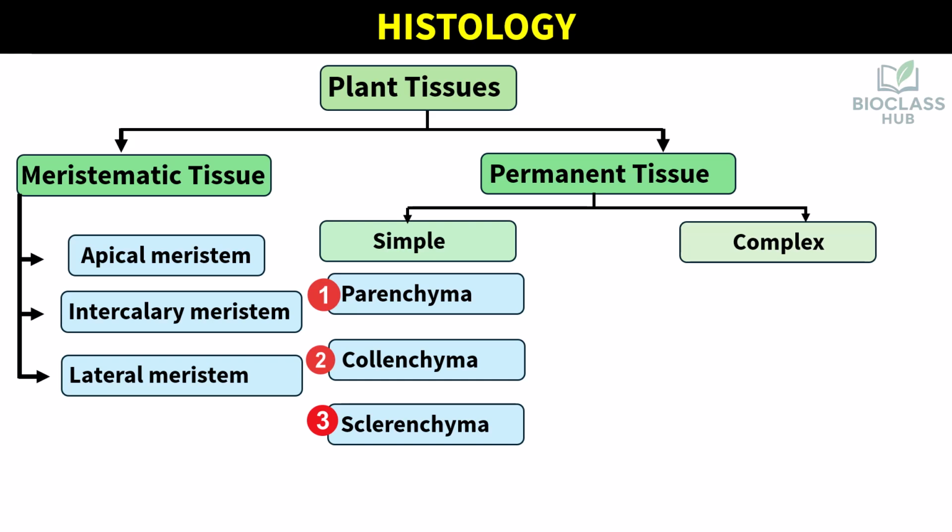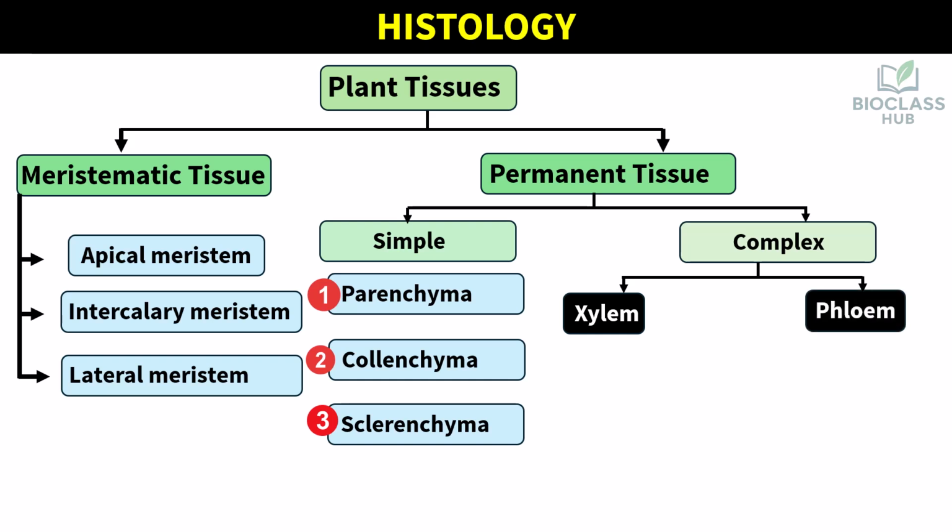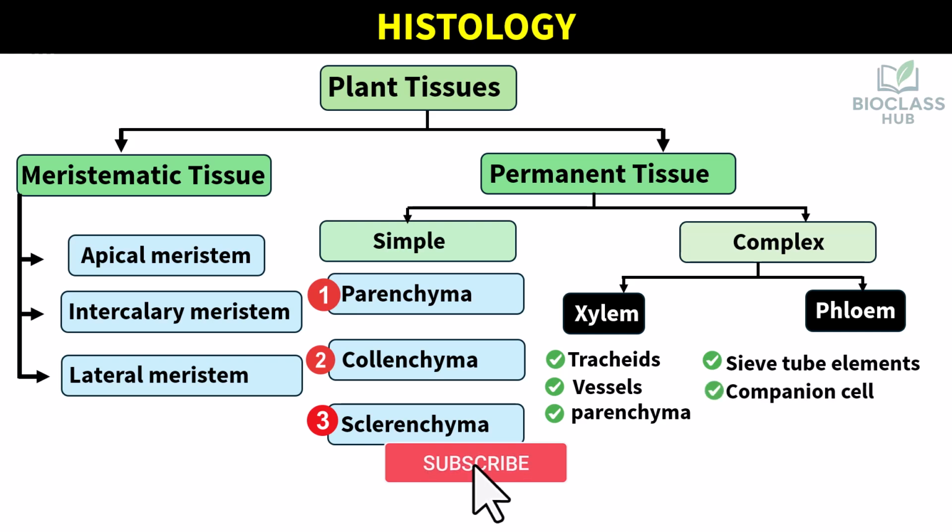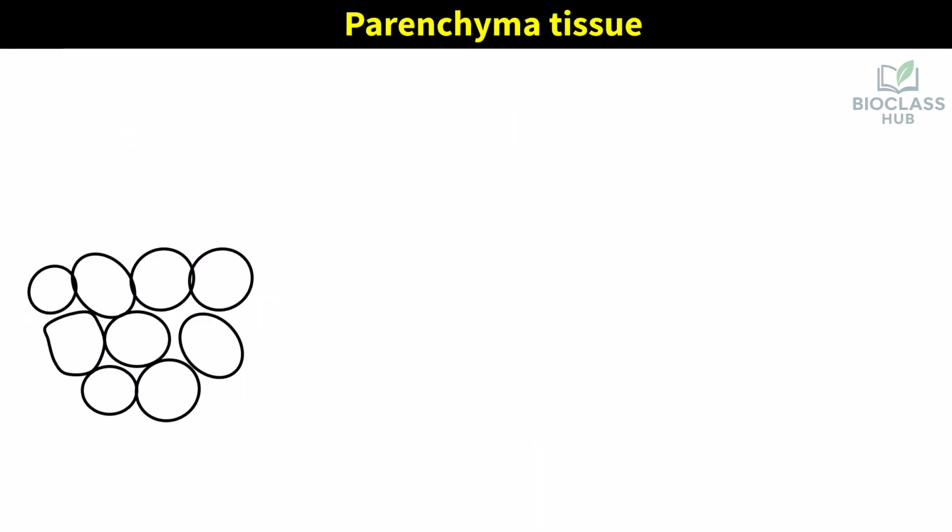The complex tissues are made up of more than one type of cell. They include the xylem and the phloem. The xylem is made up of tracheids, vessels, and xylem parenchyma. The phloem is made up of sieve tube elements, companion cells, phloem parenchyma, and fibers.